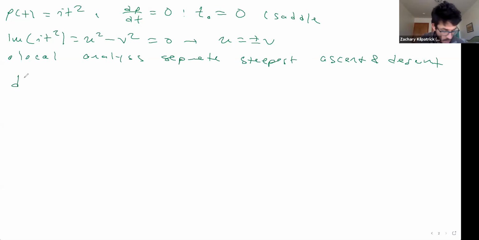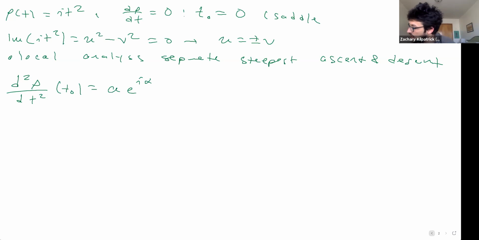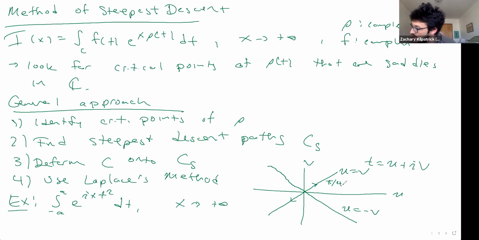In particular, in this case, d2 rho dt squared of t0 is going to be equal to some constant a times e to the i alpha, right? Now, what are our alphas in this case? If we go back here, it could be pi over 4, 3 pi over 4, 5 pi over 4, or 7 pi over 4. That's all of the angles of these directions emanating from our saddle point here.